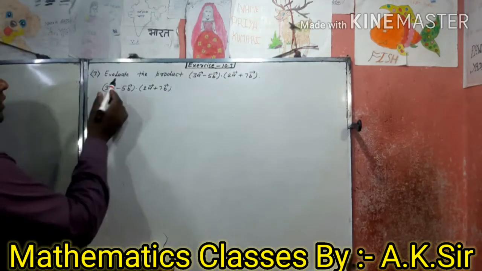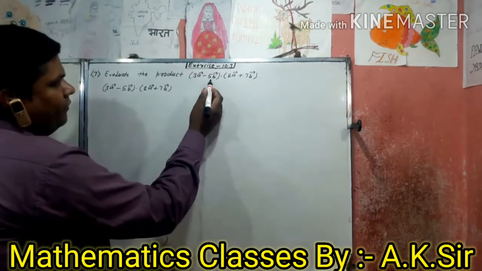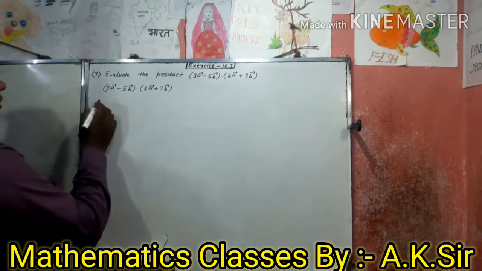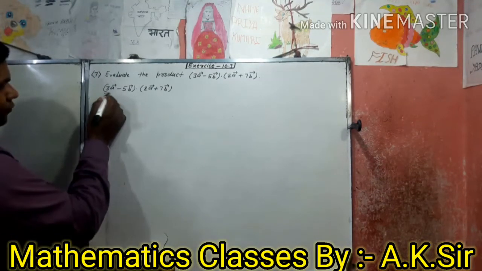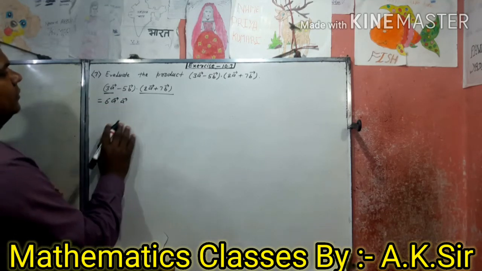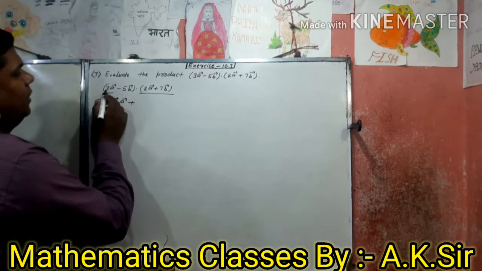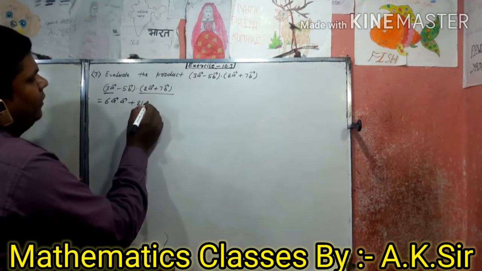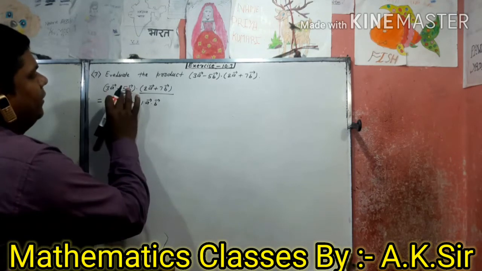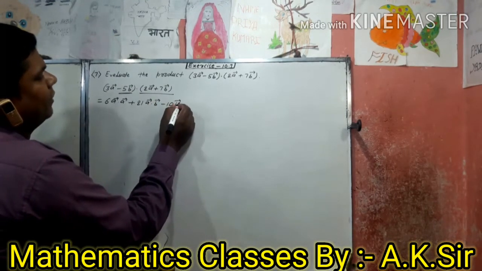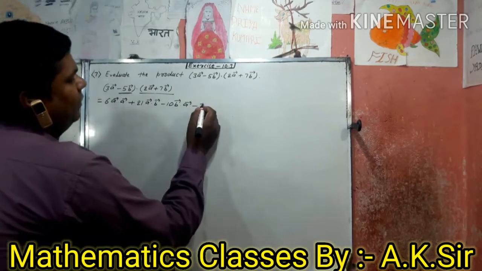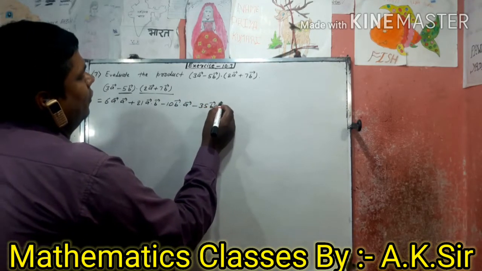Next question number 7. Evaluate the product 3a vector minus 5b vector dot 2a vector plus 7b vector is equal to 3 times 2, 6 a vector dot a vector, plus 3 times 7, 21 a vector dot b vector, minus 5 times 2, minus 10 b vector dot a vector, minus 5 times 7, minus 35 b vector dot b vector.